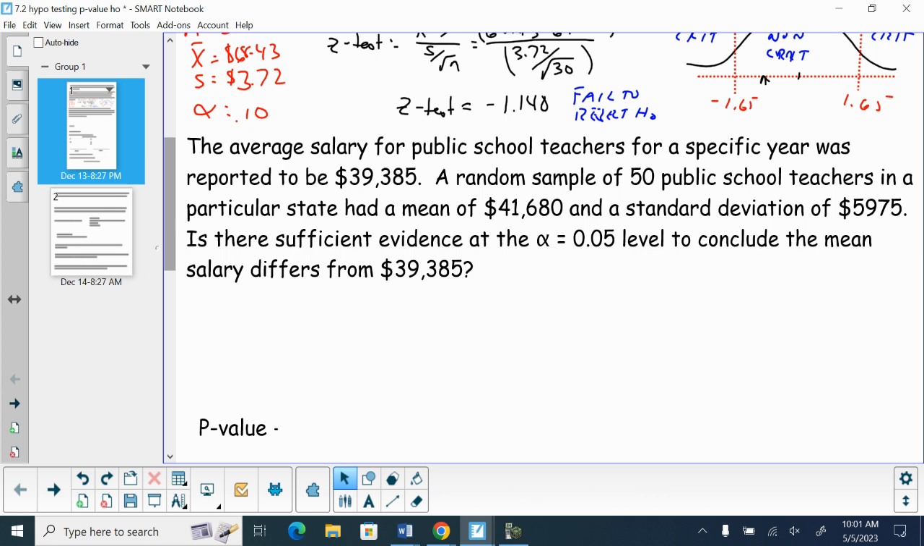The average salary of public school teachers for a specific year is reported to be $39,385. A random sample of 50 public school teachers in a particular state had a mean of 41,680 and a standard deviation of 5,975. Is there sufficient evidence at an alpha value of 0.05 to conclude the salary differs? Okay, write your null, write your alternate, go through the steps. The key word is "differ" there.